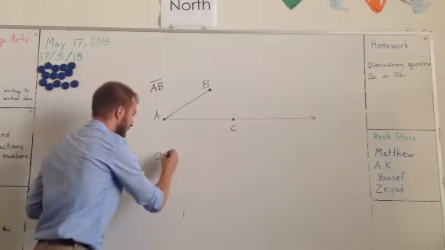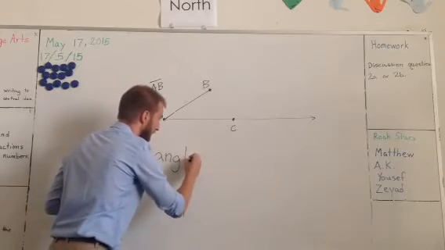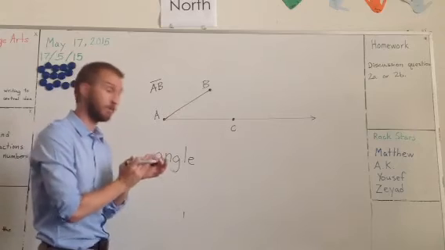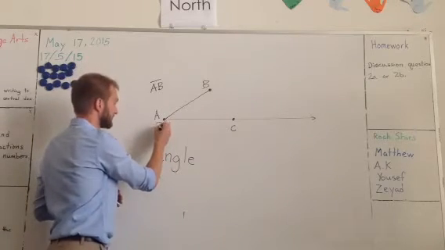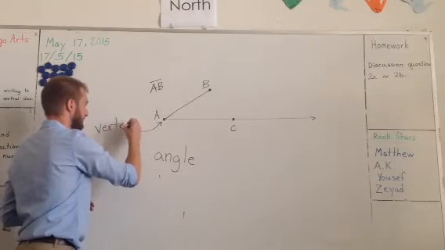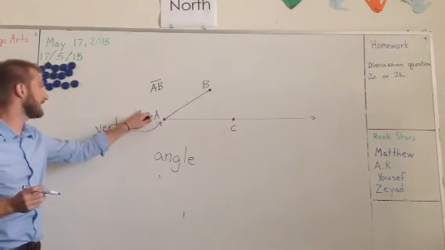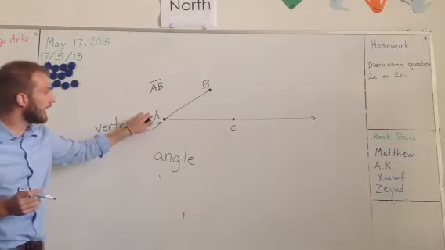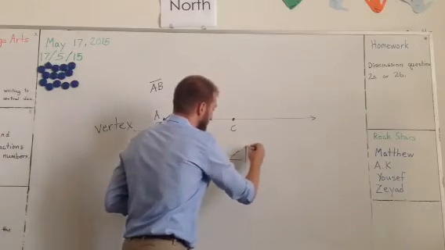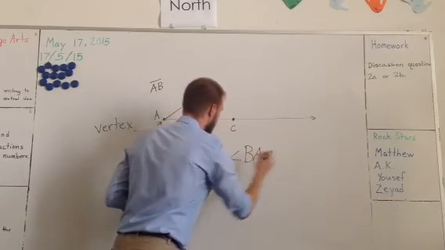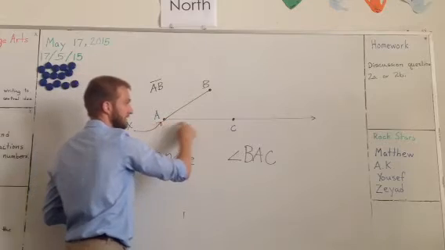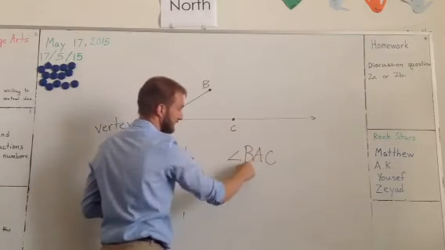This is what's called an angle, where any 2 line segments or rays connect at one point. And that point at which they connect is called the angle's vertex, like that. So point A is the vertex of this angle. I can write this angle as angle BAC, because it starts at point B, goes through point A, passes through point C, BAC.